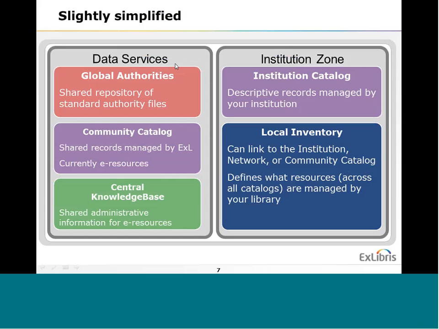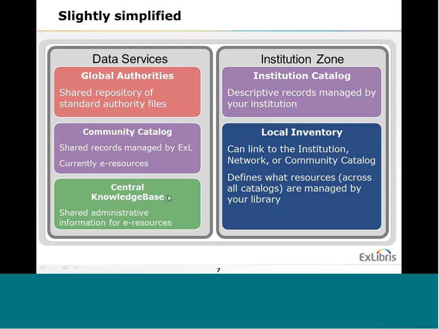Within the community zone, there are three pieces. First of all, global authorities, and that's where the vocabularies and name authority files are kept, and Ex Libris keeps these up to date on your behalf. We have the community catalog, and that's currently comprised of mostly electronic resources, but it also could contain shared bibliographic records, and this is managed by Ex Libris as well.